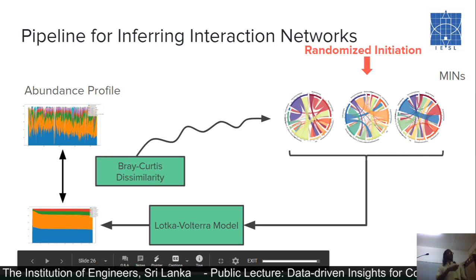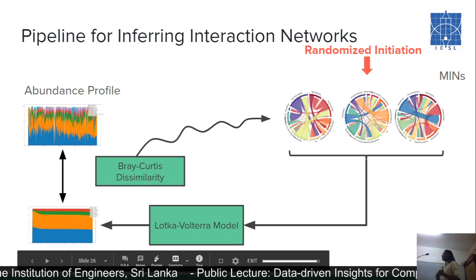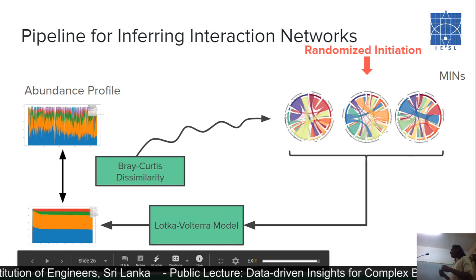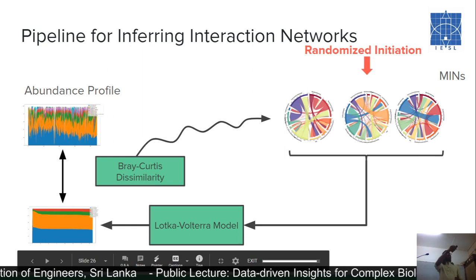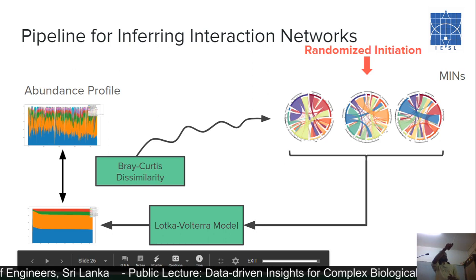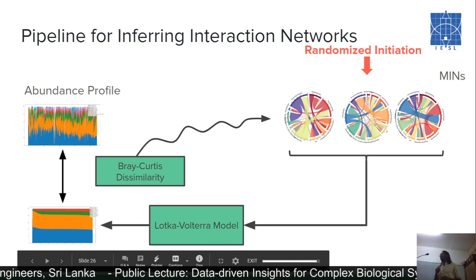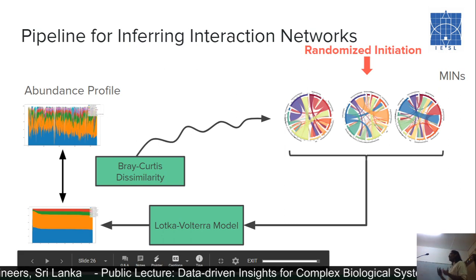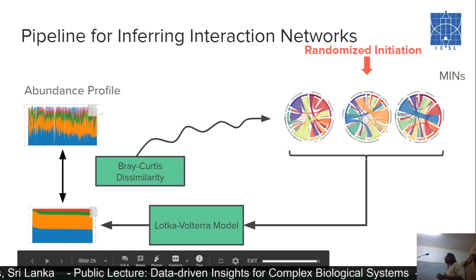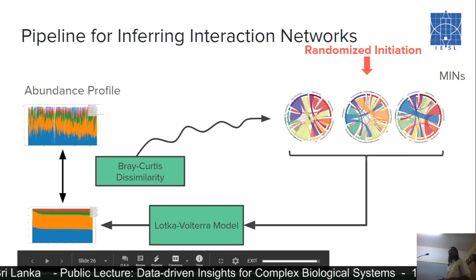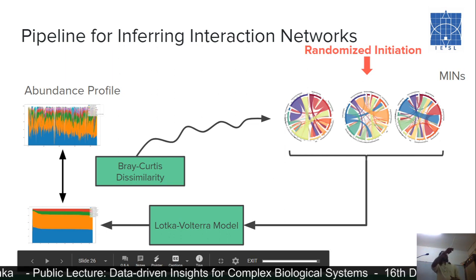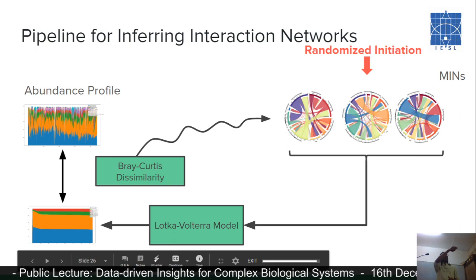And what are we interested in knowing? We are interested to know what has been going on there. How has the bacteria interacted with each other? So this is what we're trying to find out. MINs, which stands for microbial interaction networks. So microbes basically form a network where they attack each other, they help each other, and all kinds of relationships. So this is what we wanted to know, and this is what we had.